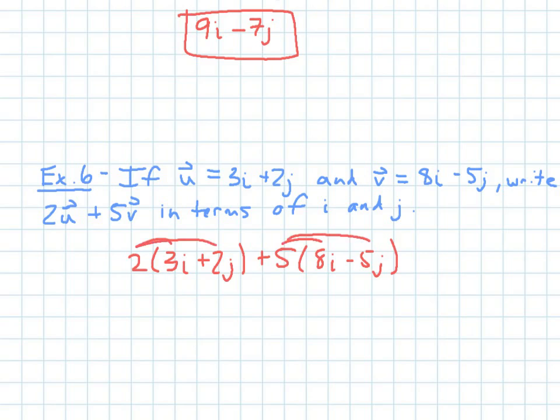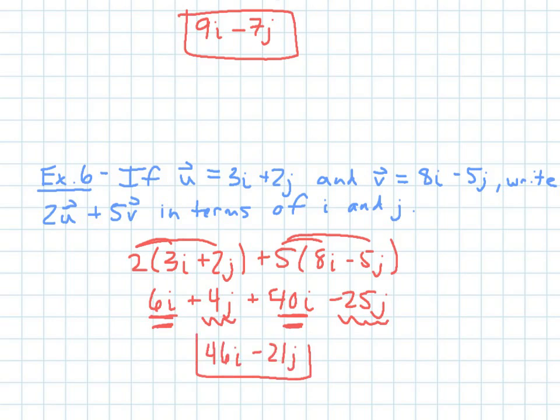So 2 times 3i gives me 6i. 2 times 2j gives me 4j. 5 times 8 is 40i. And 5 times negative 5j is negative 25j. Okay, so then I have like terms with my i's, and then I have like terms with my j's. So 6i plus 40i is 46i, and then 4j minus 25j is negative 21j. So then this would be my vector that would express those two in this expression together. Okay.